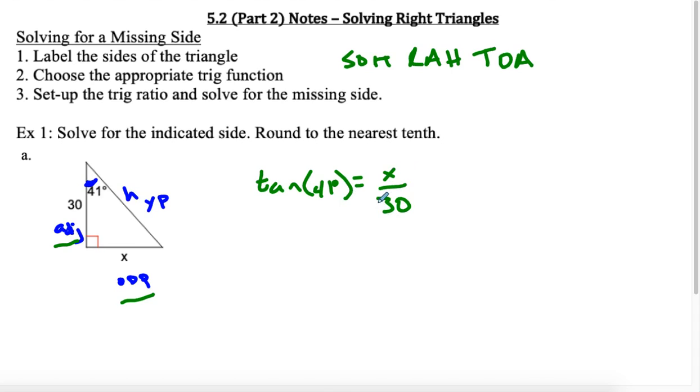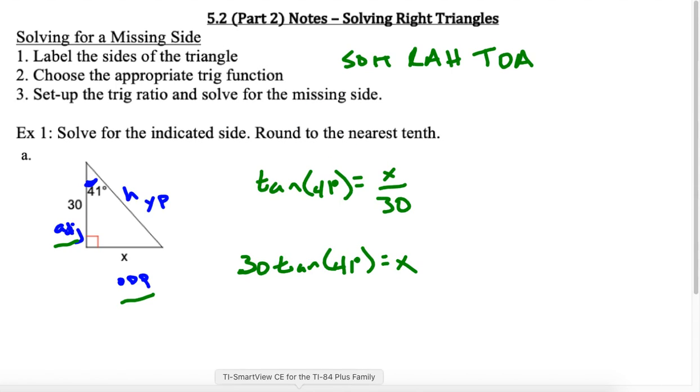Then we just want to solve for x. In this case, all I would need to do is multiply both sides by 30, and that'll get x by itself. So we'll end up with 30 times the tangent of 41 degrees. And we can put that into the calculator, and in this case, the directions tell us to round to the nearest tenth.